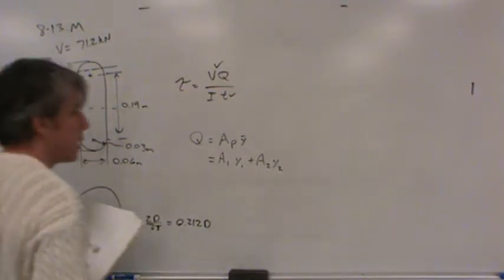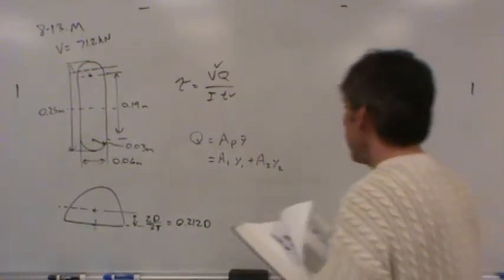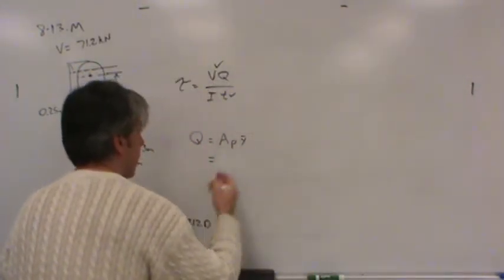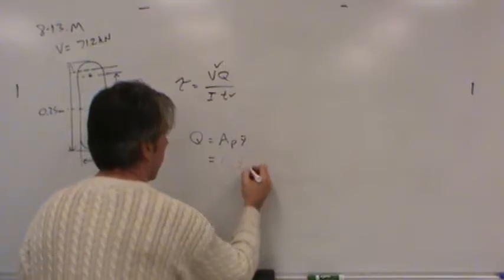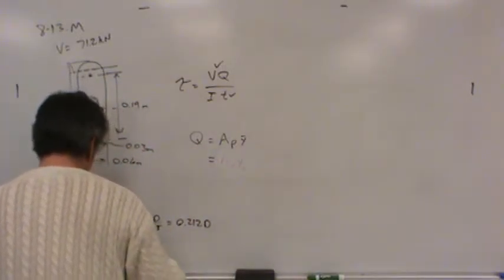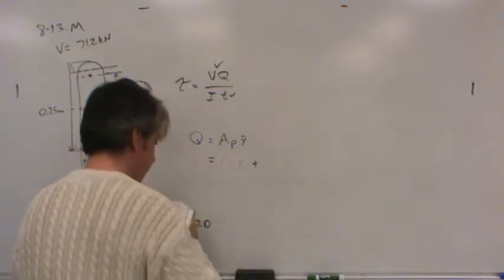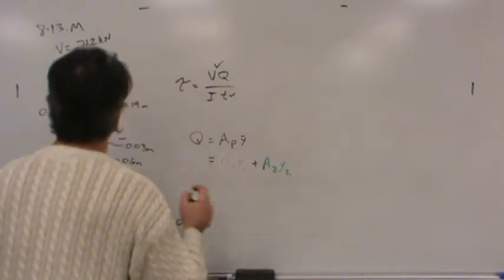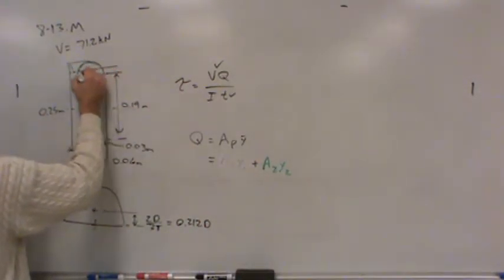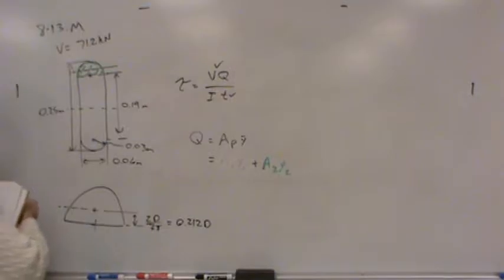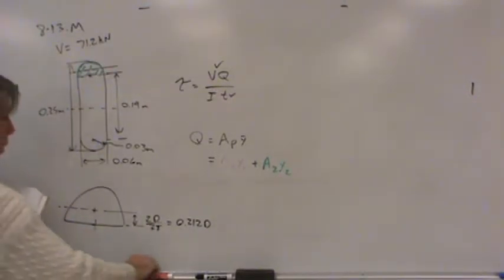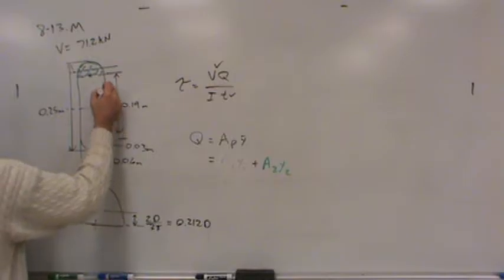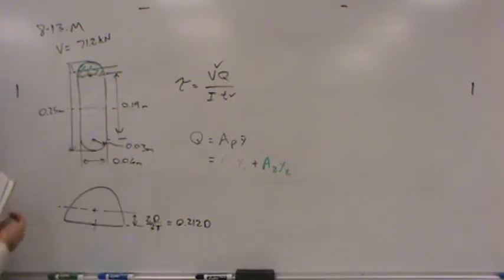So basically what I've done is I've broken this up. Let's use some human factors here. A1 Y1 plus A2 Y2, where A2 will be this area, and A1 will be this area. Okay? All right. So getting the area is pretty simple.